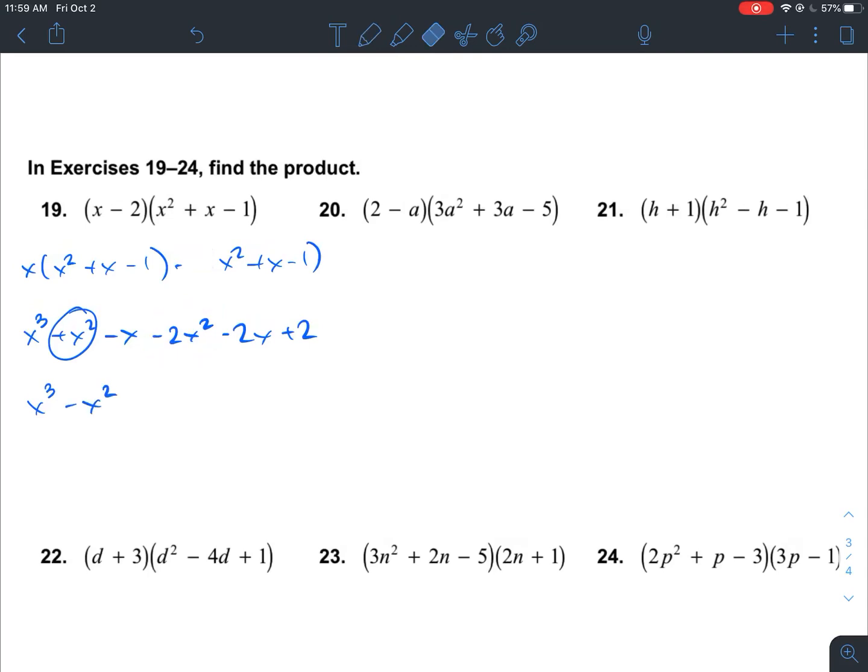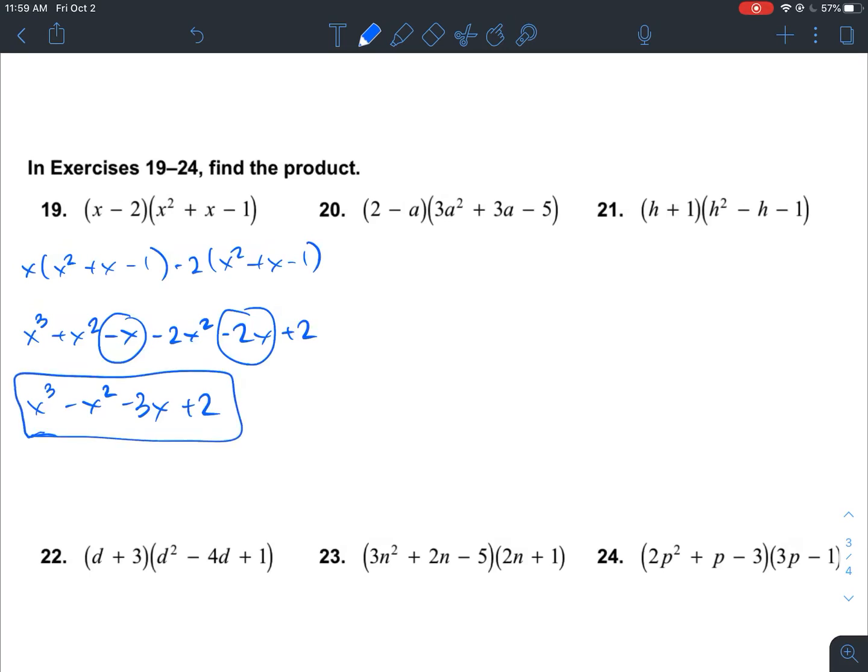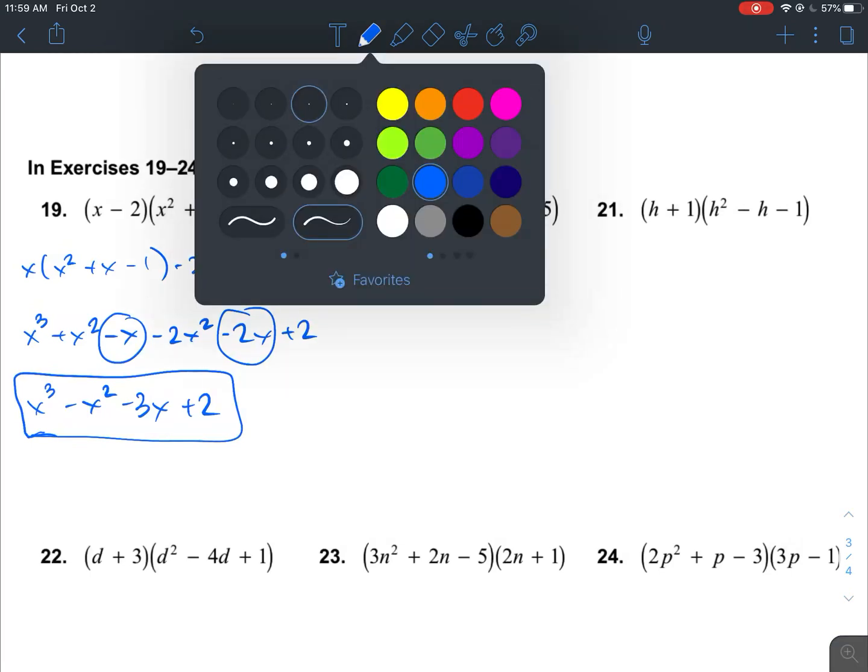Alright, and then I have a negative x and a negative 2x. That's going to be negative 3x. And then I am left with plus 2. So there you go. So this is a polynomial of the third degree, right? Okay. So I'll do 20 now.